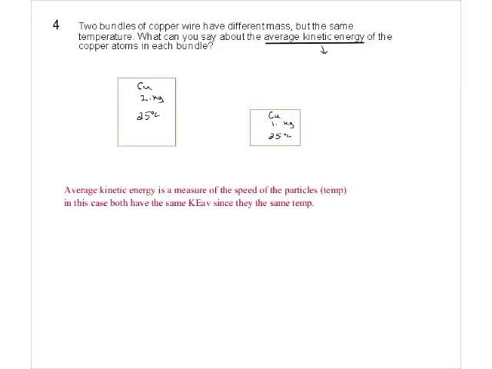What's different about them is the amount of energy that they have. The more massive bundle has more energy than the lighter bundle because it's twice as much mass. Okay? There we go. So temperature depends on speed or velocity. Energy depends on mass and temperature. There we go.